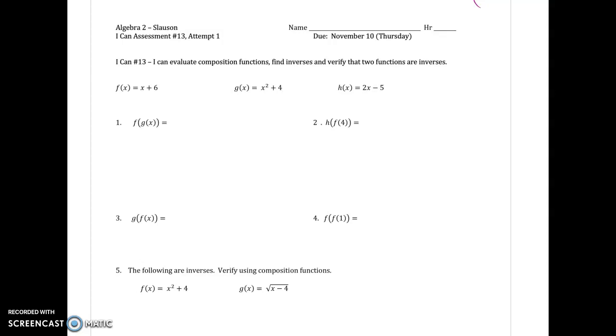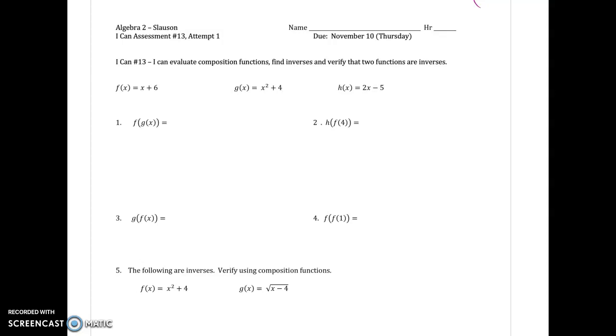So we are going to be going over ICANN 13 first attempt, and this covers a little bit from chapter 2 and then also the first part of chapter 3, 3.1. So what we're going to be going over is composition functions and then inverses. The idea of composition functions first started in chapter 2 at the very end. So let's go ahead and get started.